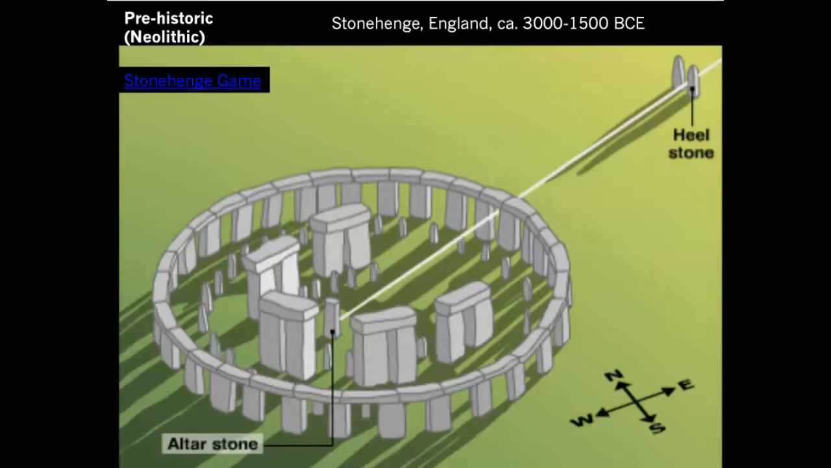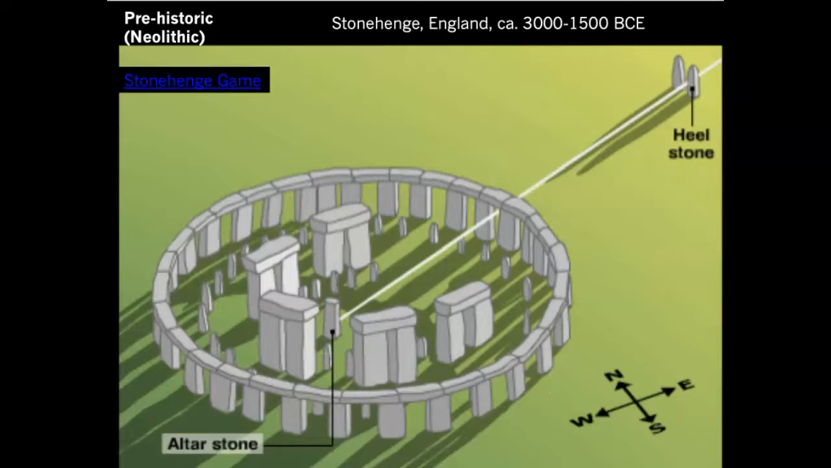During that summer solstice, the rising of the sun over the horizon comes right through the heel stones. There were two originally, only one stands today. And it directly hits the center stone within Stonehenge.